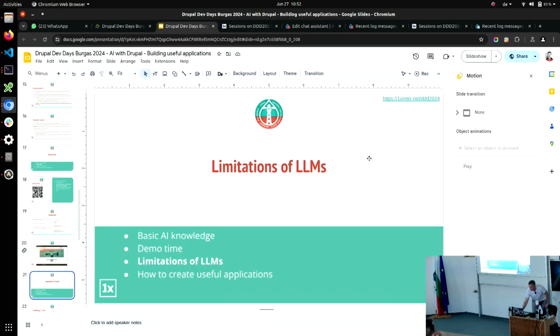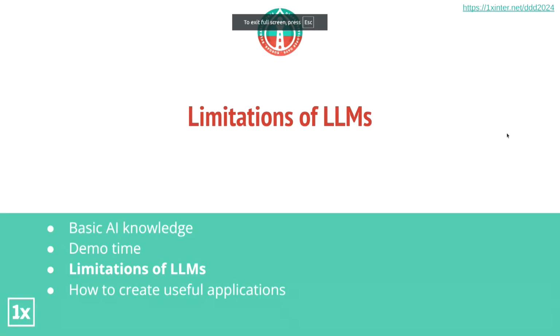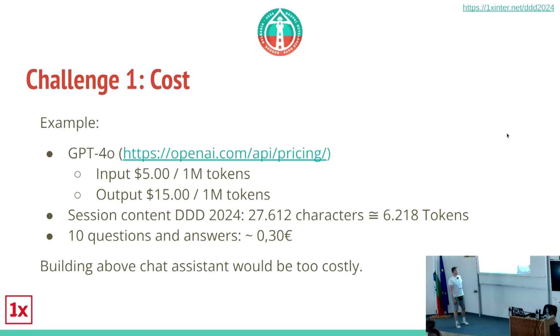Now let us go to limitations. What I'm using here is GPT-4o, and it has this pricing. The session content of Drupal Dev Days is 27,000 tokens. You can go to OpenAI pricing; I didn't put the URL. There's also a token calculator on OpenAI.com.